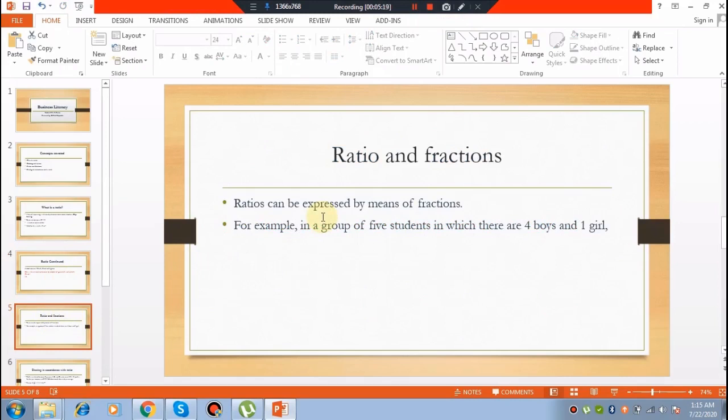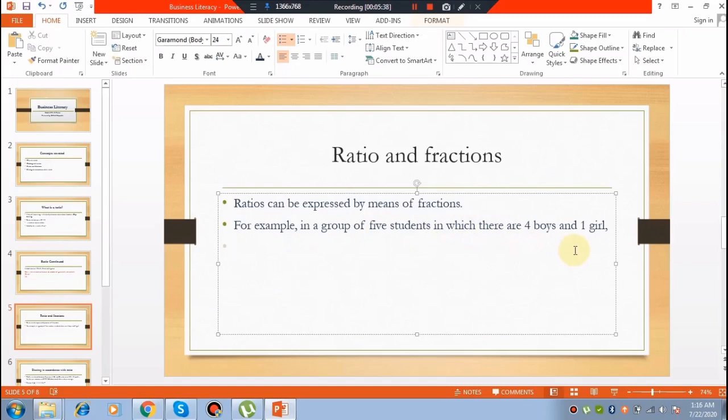We know that a ratio can also be expressed as a fraction. For example, as I'm reading here from my screen, I hope you all can see: in a group of 5 students, in which there are 4 boys and 1 girl, the ratio will be written as follows.